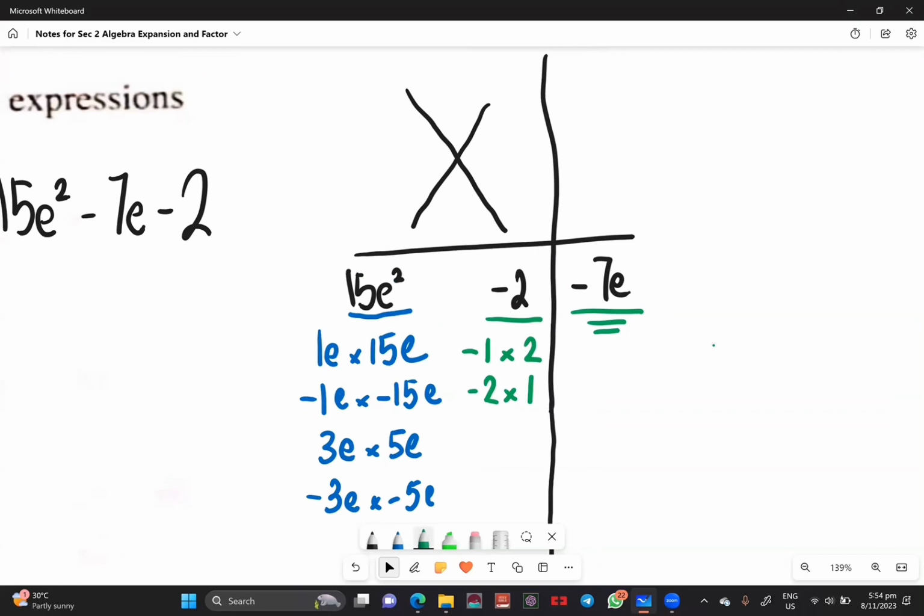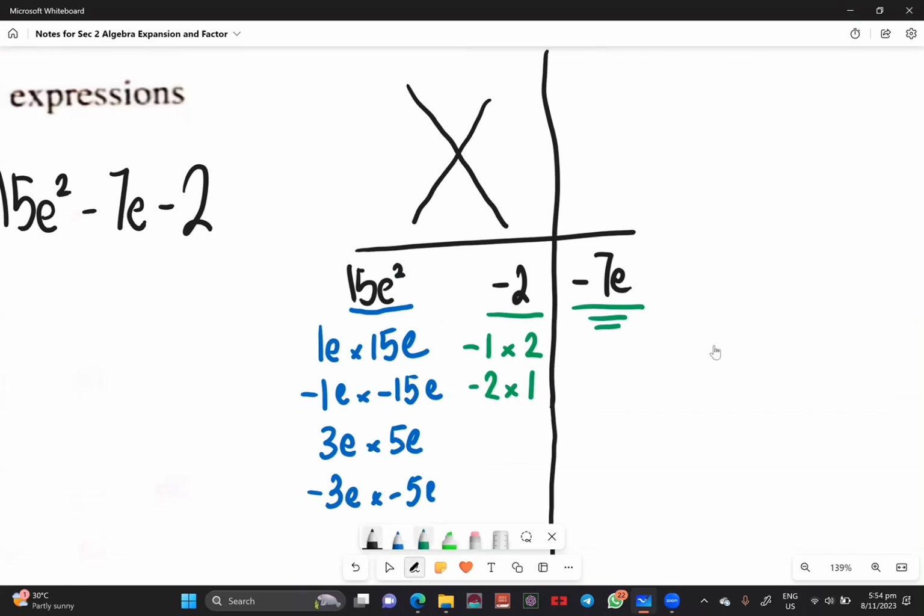Make sense? All right, so let's try a few. First, I'm going to try the first one. I'm going to use red. When I have 1e and 15e, let's say I use this, then I put -1 and 2 over here. Does that bring me to my answer? Let's see, -15e, and then this is 2e. Does that bring me to -7e? No, it does not, right? So the first one doesn't work at all.